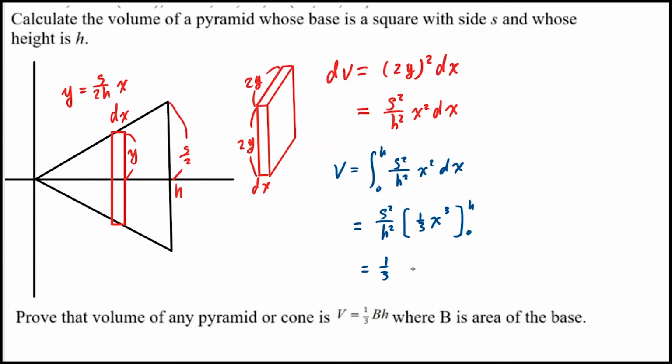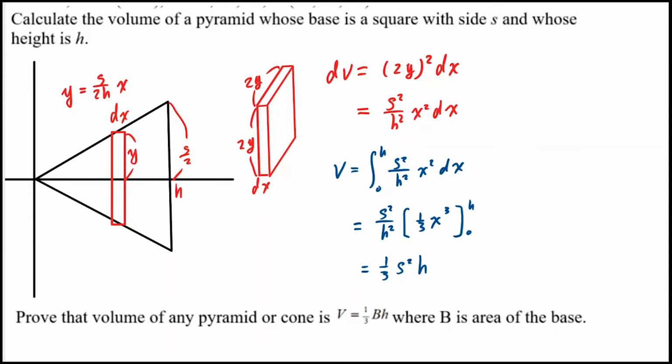See, h cubed cancels 2 of this. So we have s squared h. S squared, of course, is the area of the base times h. And there's that 1/3. Remember from geometry, your geometry teacher taught you that there's a 1/3? Yeah, this is that 1/3. How about that? It takes calculus to prove this thing, huh?